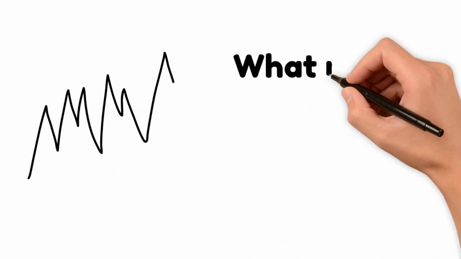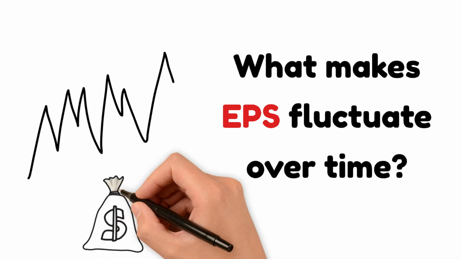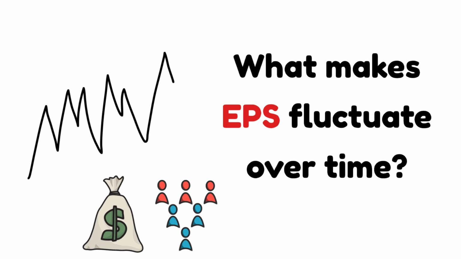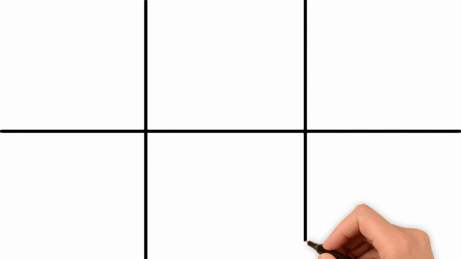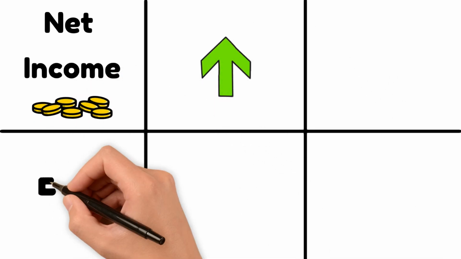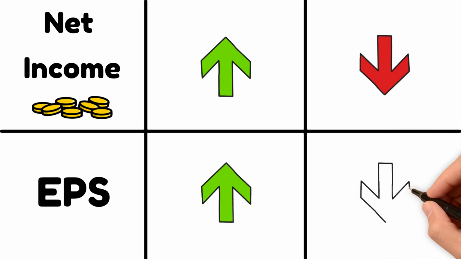So what makes EPS go up or down over time? There are two main factors to consider: the profit and the number of shares outstanding. If a company increases its net income, its EPS will rise. This could happen if sales go up, costs go down, or the company becomes more efficient. If the company decreases its net income, that would be bad news for investors because the EPS would also decrease.